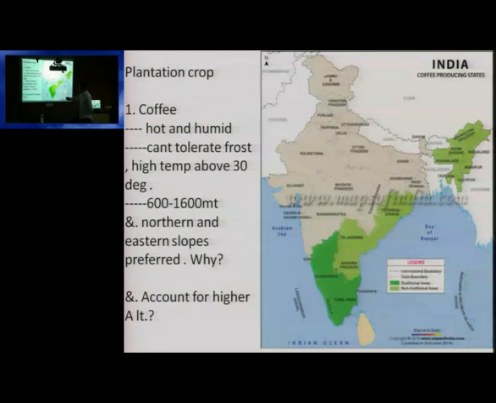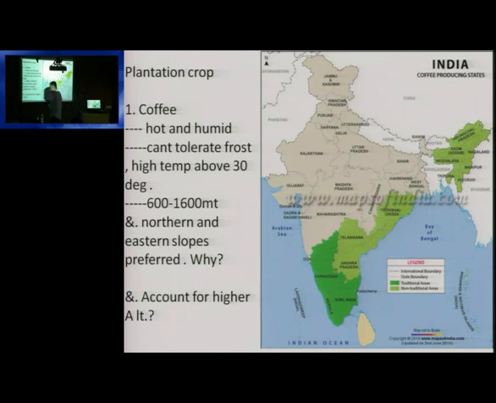But before that, coffee grows in hot and humid conditions, which means it's a tropical crop. It cannot tolerate frost or high temperature above 30 degrees centigrade. Now, northern and eastern slopes are preferred. Why? Because for coffee cultivation, at the height between 600 to 1600 meters above mean sea level, coffee is usually grown on the northern and eastern sides, not on the western or southern side. Any reasons? The reason is very simple. Direction. Yes, direction of sunlight.